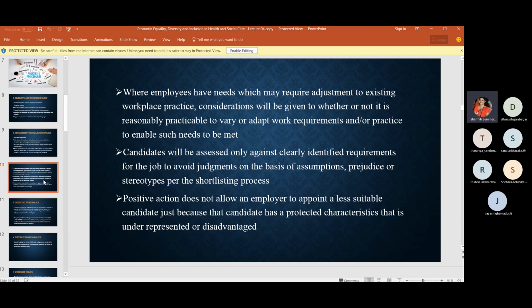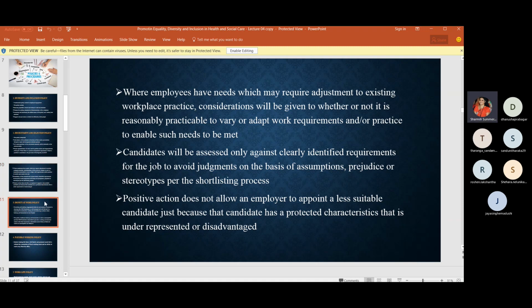We can't neglect any individual because of protected characteristics, because that characteristic won't do anything in their relevant field. Their knowledge, their power and their strength are the important ones. So these are the major components included regarding this requirement and selection policy. This policy could also be applicable to any kind of working environment.